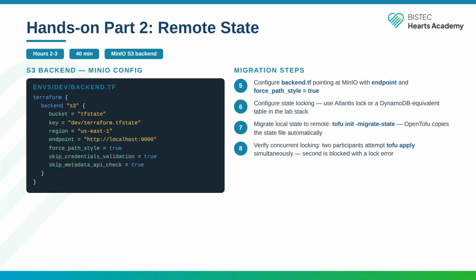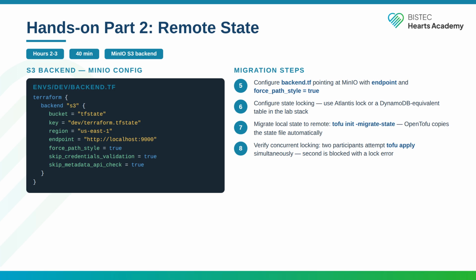Part 2 introduces remote state, storing the state file in a shared, encrypted, access-controlled backend rather than on your local file system. Step 5. Configure the S3 backend block pointing at Minio. The key settings are endpoint pointing at your Minio instance, force path style true for Minio's S3 compatible API, and the skip flags to bypass AWS-specific credential validation.